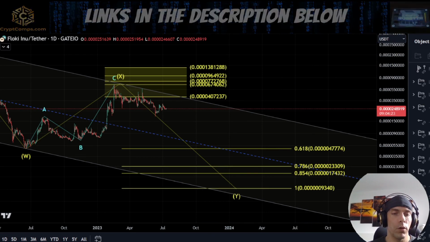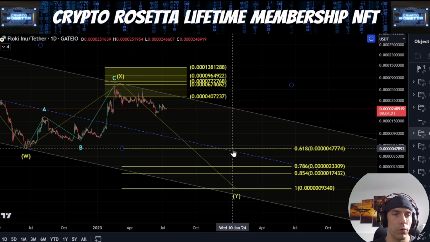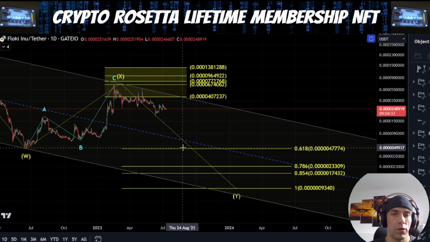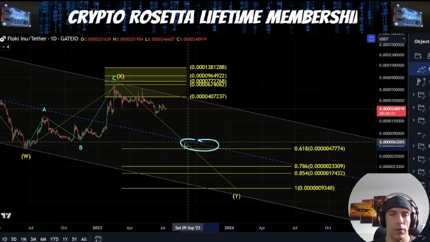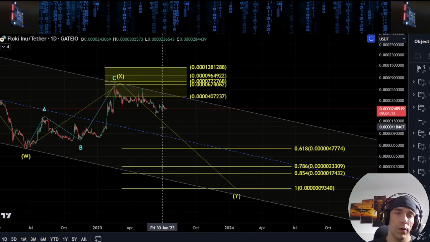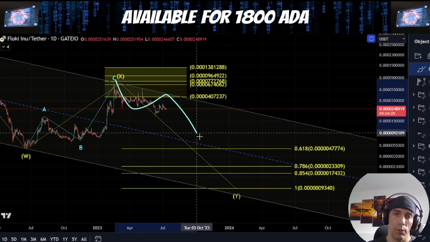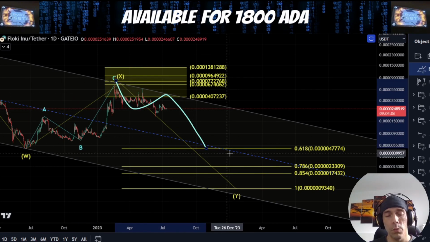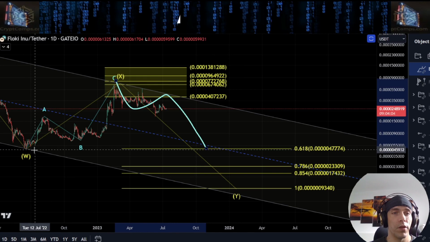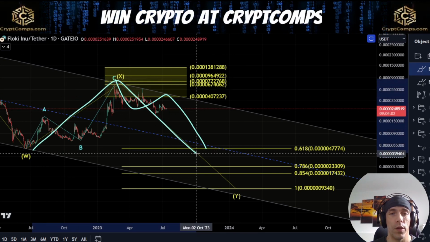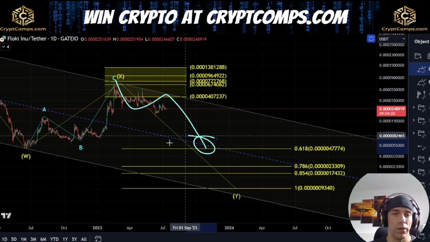But if we do look at this 0.618, this is also particularly interesting to me. There's a couple of reasons why. The potential of coming back into this central channel line, as well as this being the minimum requirement for a Y wave. If we do see a 3-wave move to the downside, bringing us back into these lower ranges, potentially this would be enough where this could be this Y wave completed into this low.